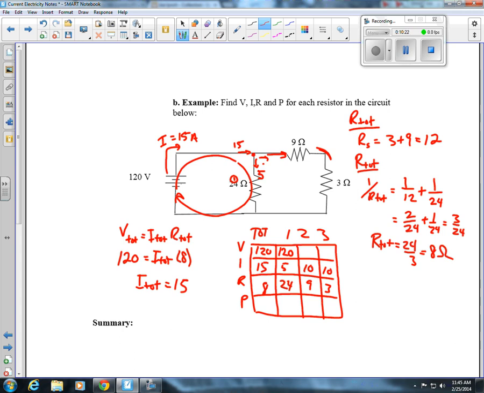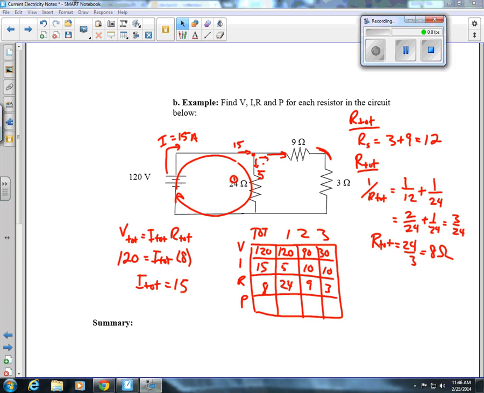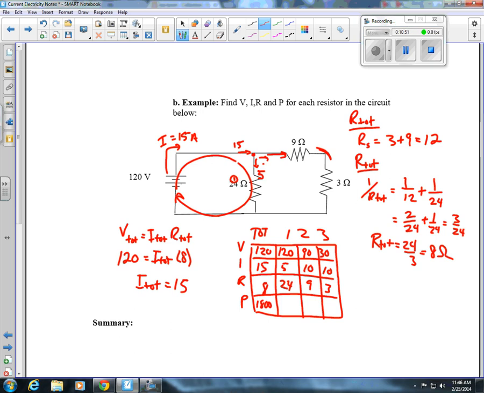Now we can find these voltages. 9 times 10 is 90. 3 times 10 gives 30. They add to 120, and that makes sense because if I do the outside loop, I get 120 volts from the battery. The voltages for the 9 and the 3 have to add to 120, and they do. Now finding the powers, I just multiply V times I. And if I multiply those out, I get 1800, 600, 900, and 300. And my check again is all of the powers have to add up to the total, and they do.